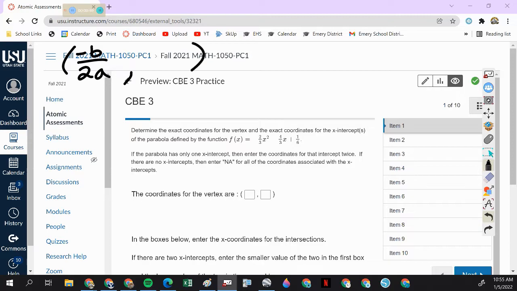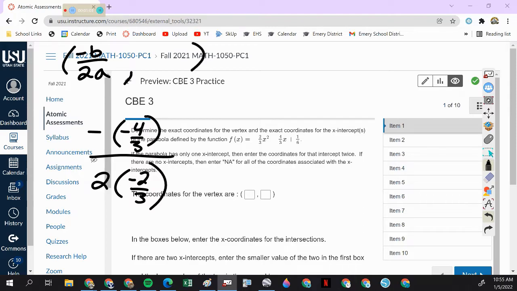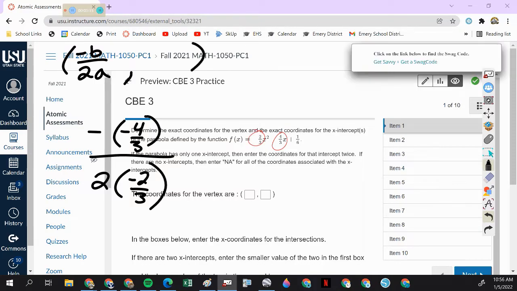So in this case, the x coordinate would be the opposite of negative 4 over 3 divided by 2 times negative 2 over 3. Does everybody follow that? So the formula is negative b over 2a. B is negative 4/3, and a is negative 2/3. So I do the opposite of b, and then 2 times a.